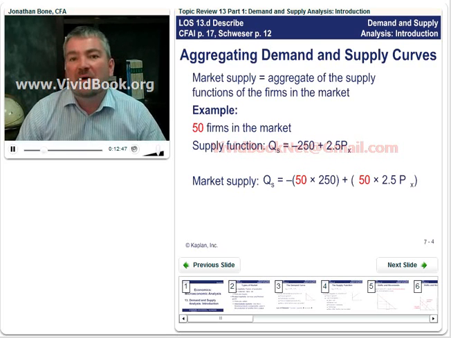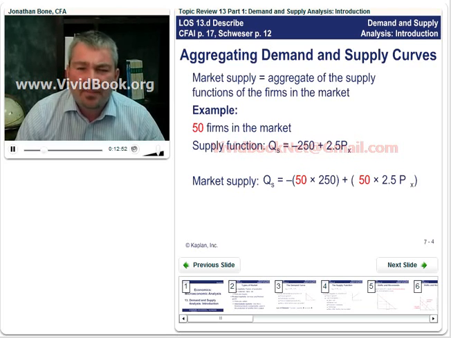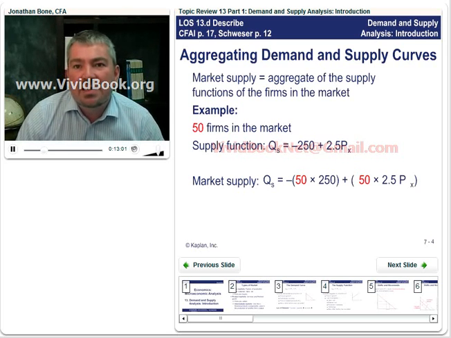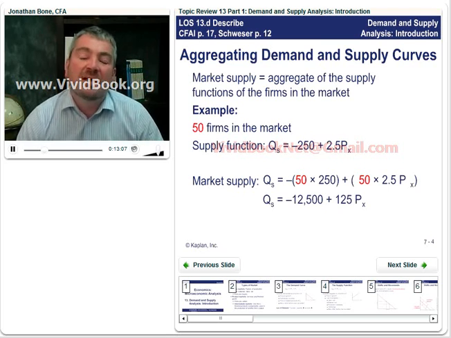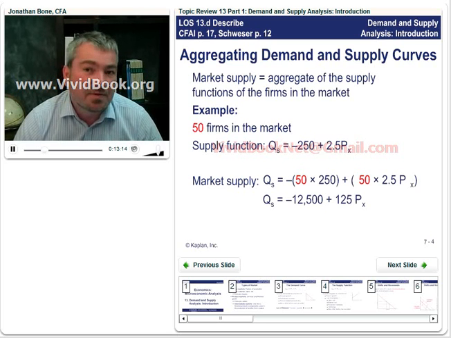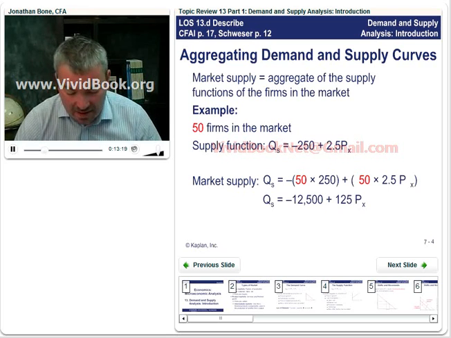Market supply, therefore, must be, and again, this is the market supply function. And notice when we talk about function, the major output of our model is quantity. So let's just multiply our negative 250 by 50 and our 2.5 px by 50. And of course, what we're going to get, therefore, is that the quantity supplied equals minus 12,500 plus 125 times the price of the good, px. Now, again, that is the market supply function.